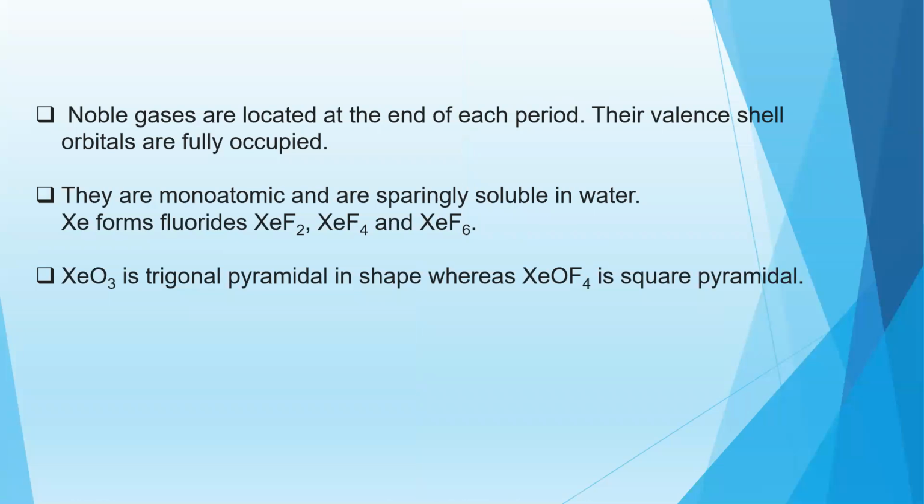Noble gases are located at the end of each period. Their valence shell orbitals are fully occupied. They are monoatomic and are sparingly soluble in water. Xenon forms fluorides of type XeF2, XeF4, and XeF6. Xenon trioxide, that is XeO3, is trigonal pyramidal in shape, whereas xenon oxyfluoride is square pyramidal.